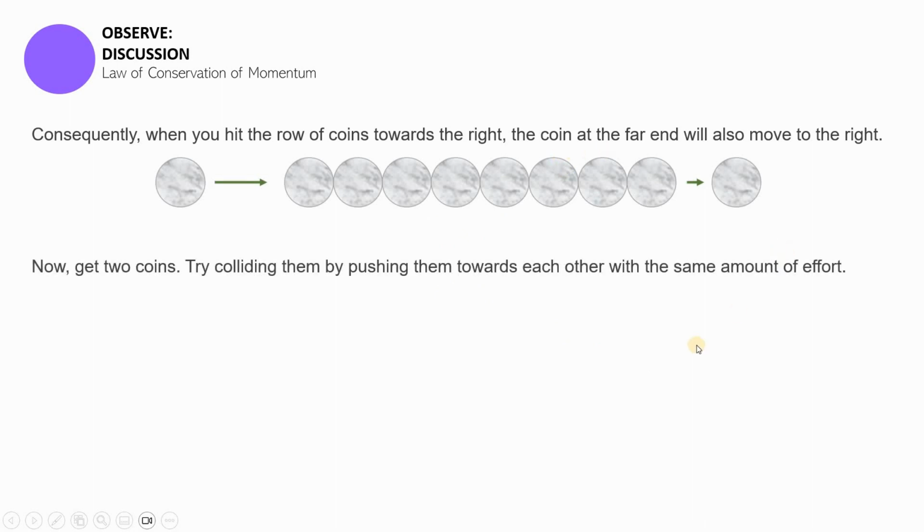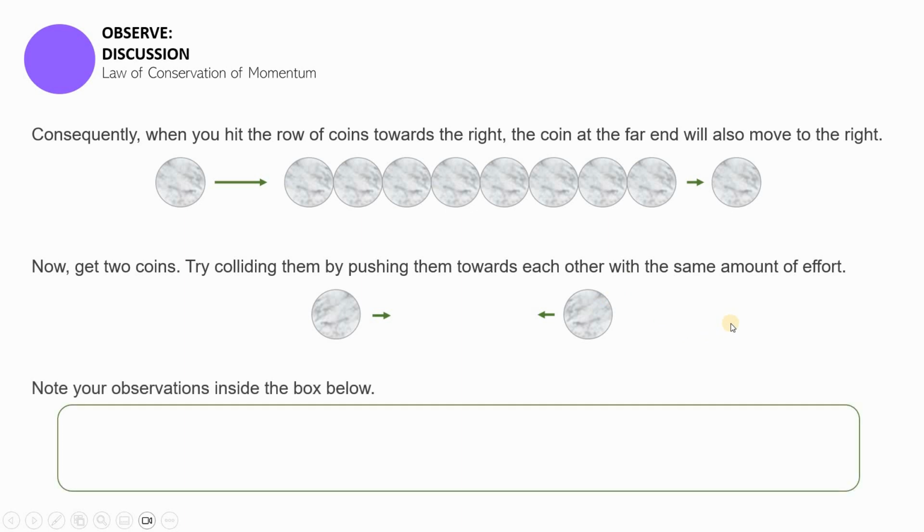Now, if you get two coins, and if you try and collide them by pushing them towards each other with the same amount of effort, what do you think is going to happen? All right. Now, I want you to write your observations on a piece of paper. Okay? And then, compare observations dito sa scenario na to dun sa mga scenarios na ginawa na natin before.